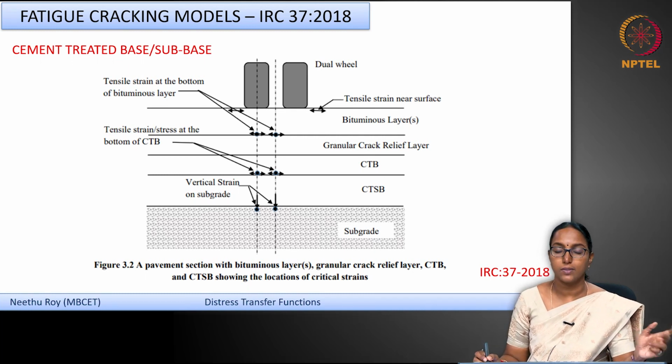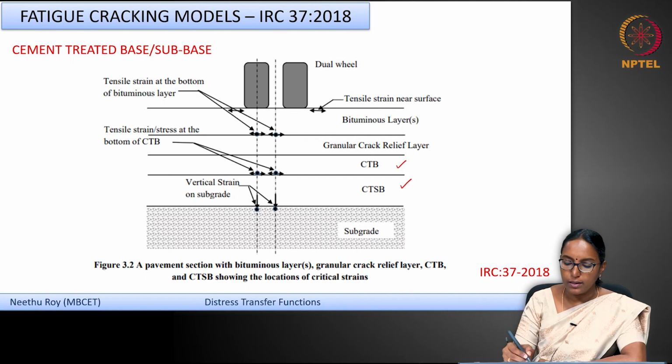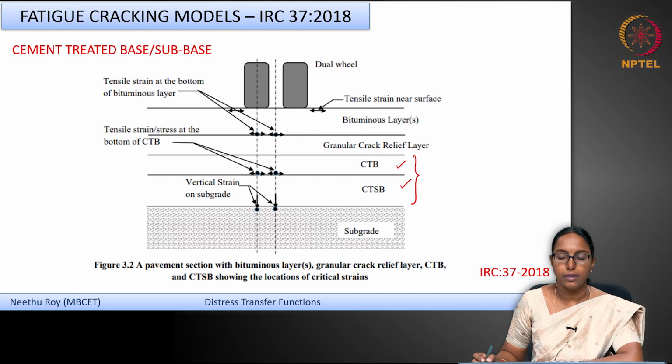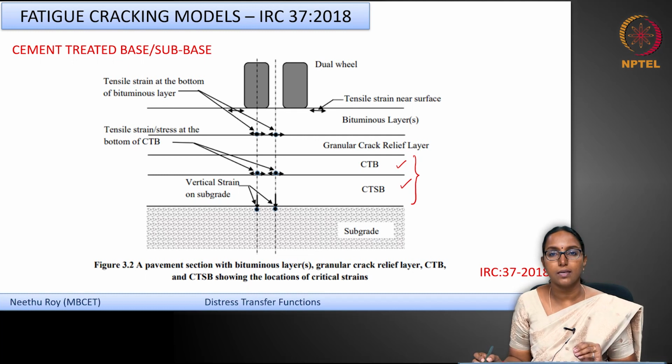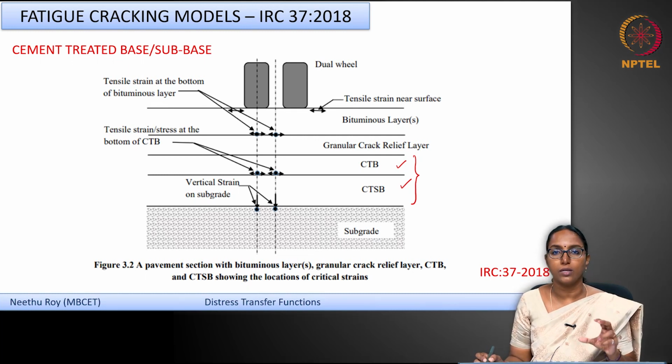Various cross sections are suggested in IRC. As you see here, the bottom granular layers are now replaced with a cement treated base or sub base layer. Now, when it is cement treated, this becomes a stiffer material, and the chances of fatigue failure of this material increase as compared to a granular material. So, it is necessary that the fatigue response of this layer also has to be investigated.